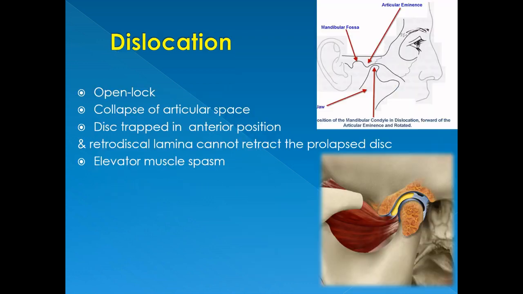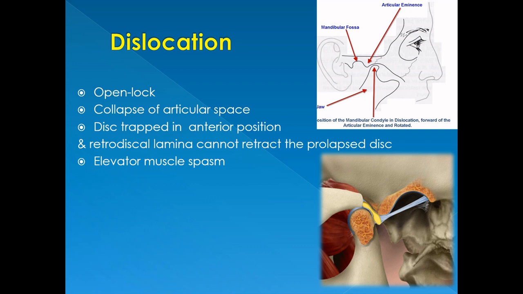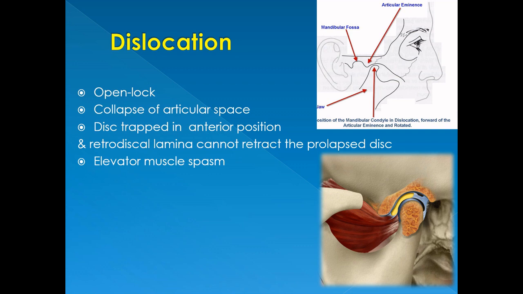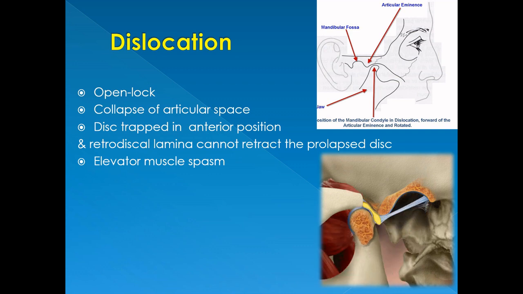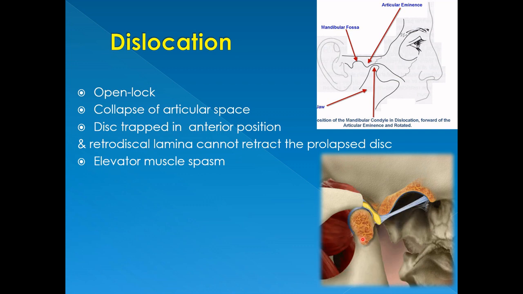Next, let us discuss dislocation, commonly referred to as open lock. We have already talked about closed lock, that is disc displacement without reduction. Normally when the mouth opens to its fullest extent, the condyle is translated to its anterior limit and the disc is rotated to its most posterior extent on the condyle. So in this figure you can see that on opening, the disc is rotated to its most posterior extent on the condyle as the condyle is translated to its anterior limit.